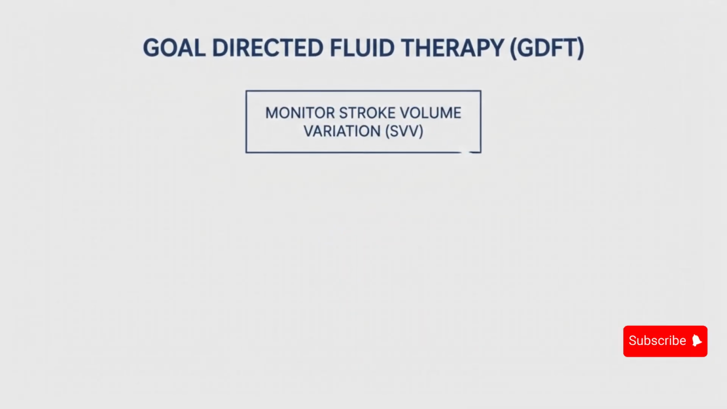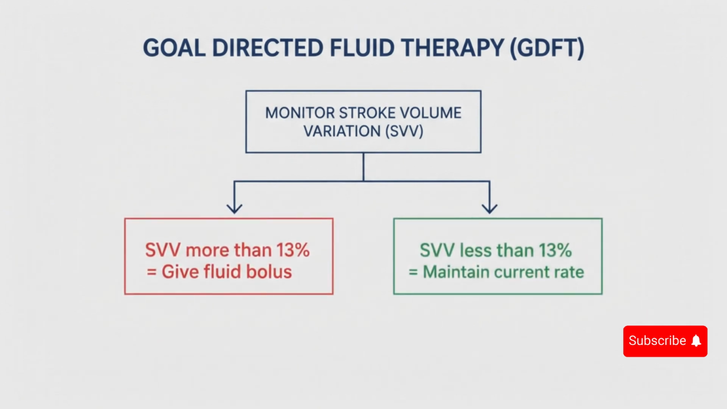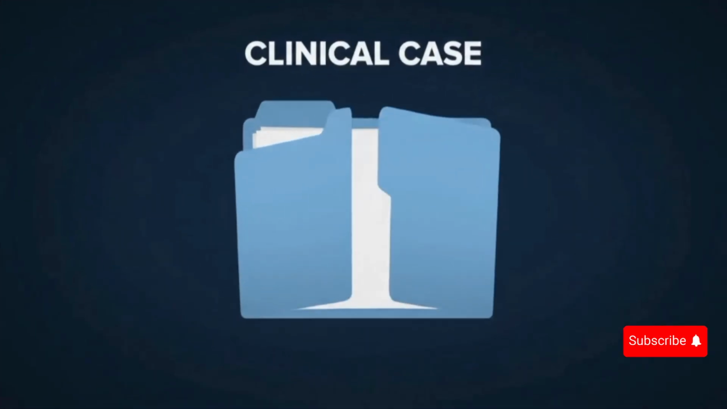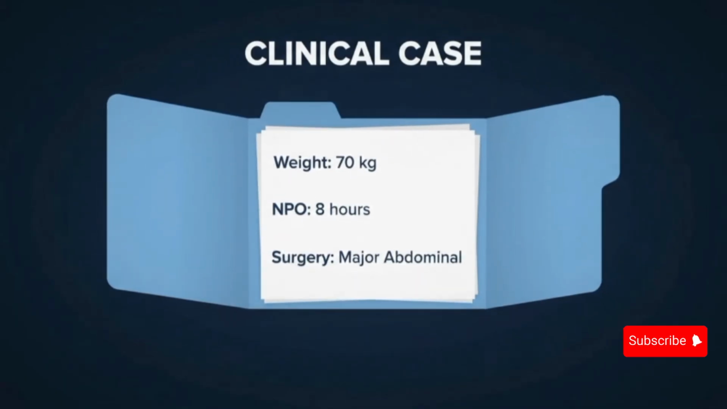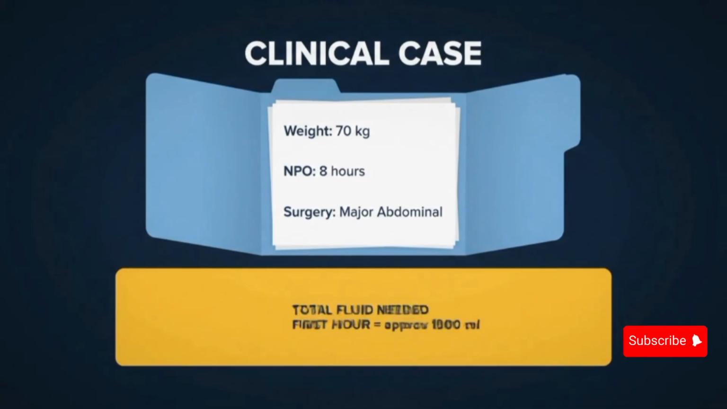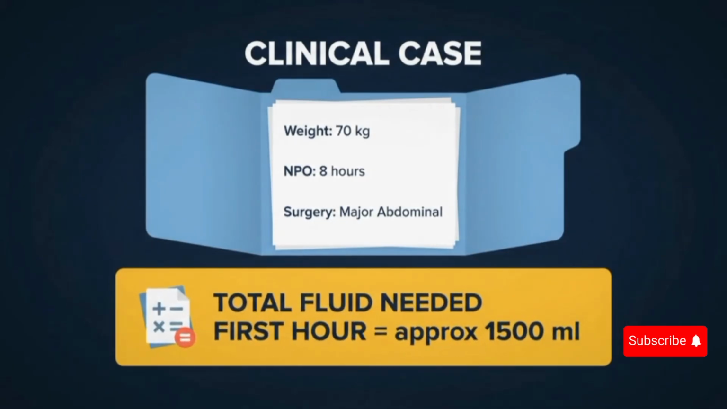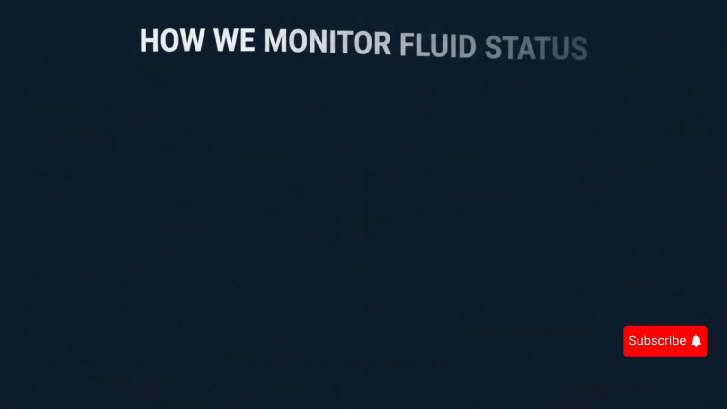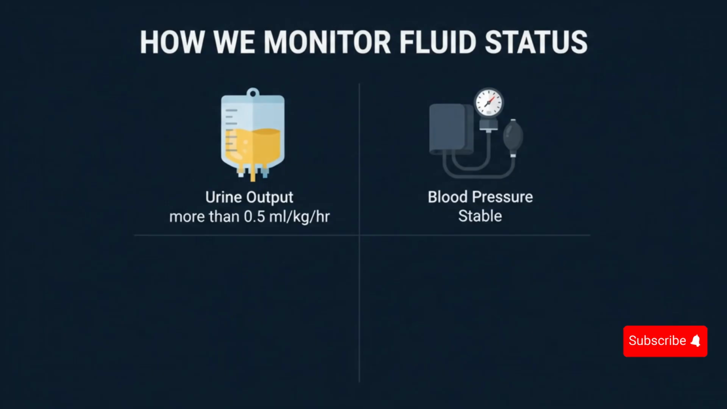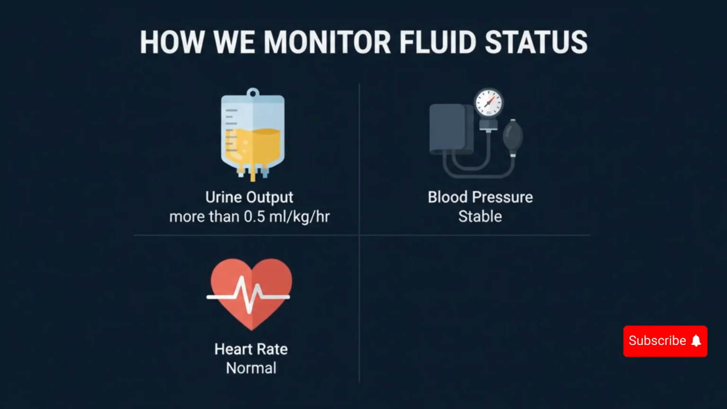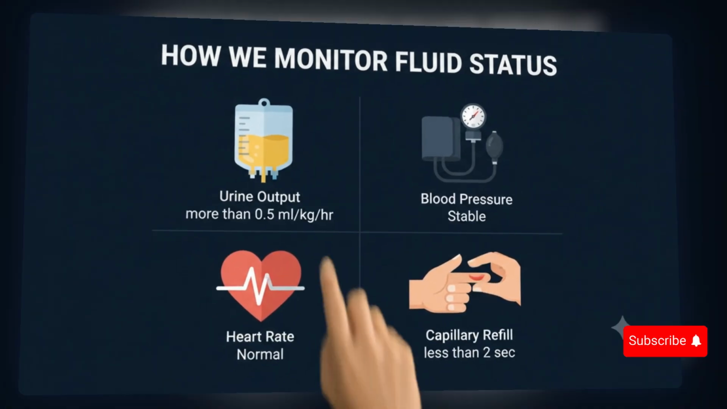Goal-directed fluid therapy uses stroke volume variations to decide exactly when and how much fluid to give. For a 70 kg patient, 8 hours NPO, major abdominal surgery, the first hour fluid requirement is approximately 1500 milliliters. Monitor fluid status using urine output, blood pressure, heart rate, and capillary refill time throughout the surgery.